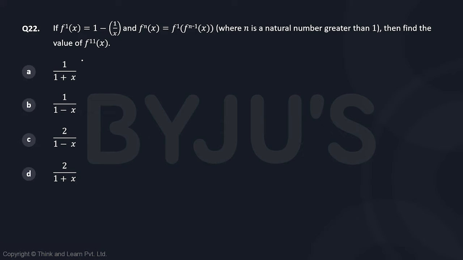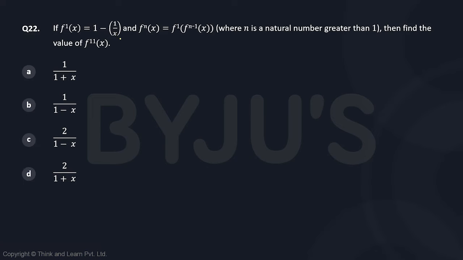So there will be a pattern. There has to be. That's why they're asking us the value of f11(x), which is very far. It's going to be easier if we assume a value of x and then equate it with the options. So I'm going to take the value of x such that 1 minus 1 by x is not a problem. If I take x as 0, it will be a problem, right? 1 upon 0 is not defined.